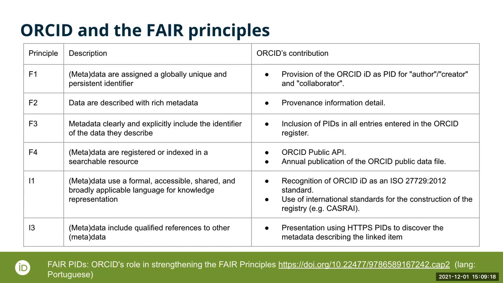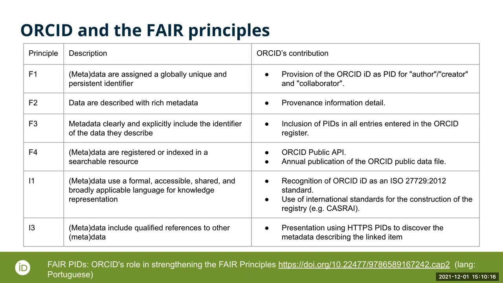ORCID is a persistent identifier, as I've mentioned before. And given this condition as a persistent identifier, it also has a role in the FAIR principles. So I've listed here the main principles where ORCID has a direct contribution. The first one is that the metadata are assigned a globally unique and persistent identifier. So metadata are all the data that we use to describe our contribution. In that case, one of those is the entity, author, or creator, or collaborator. And here we can use the ORCID ID as this type of persistent identifier.